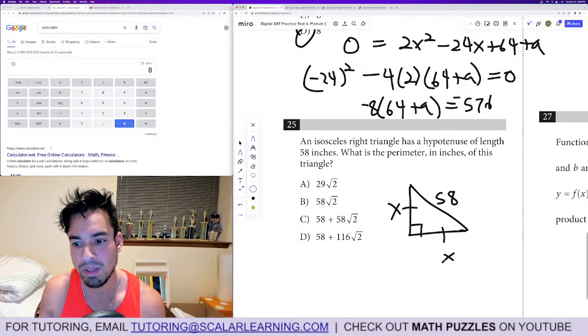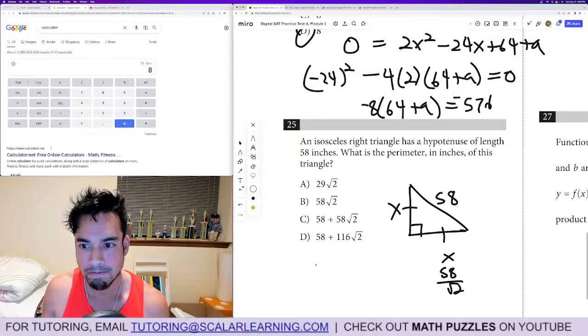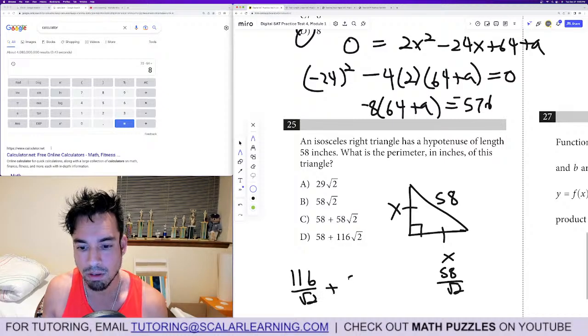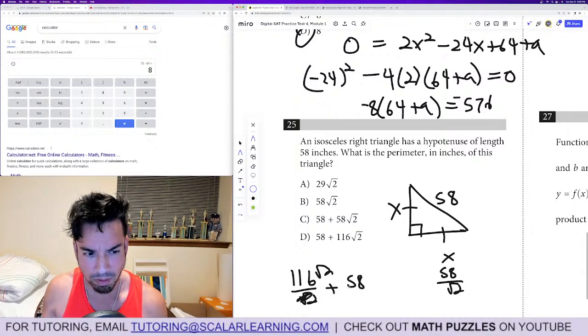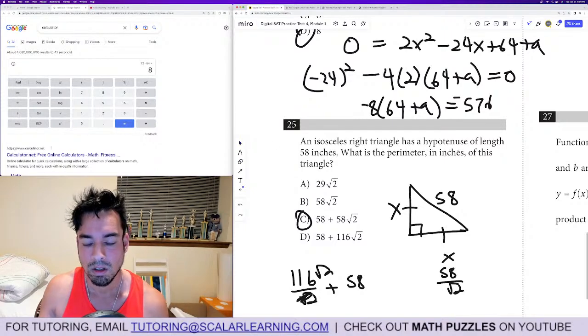So it's 58 divided by, so these are both going to be 58 divided by square root of 2. Divided by square root of 2. So that's 116 over square root of 2 plus 58. And then obviously we can't have radicals, so that becomes multiplied by square root 2, so that's 2. 116 divided by 2 is 58. 58 root 2 plus 58. C is the winner. Done.